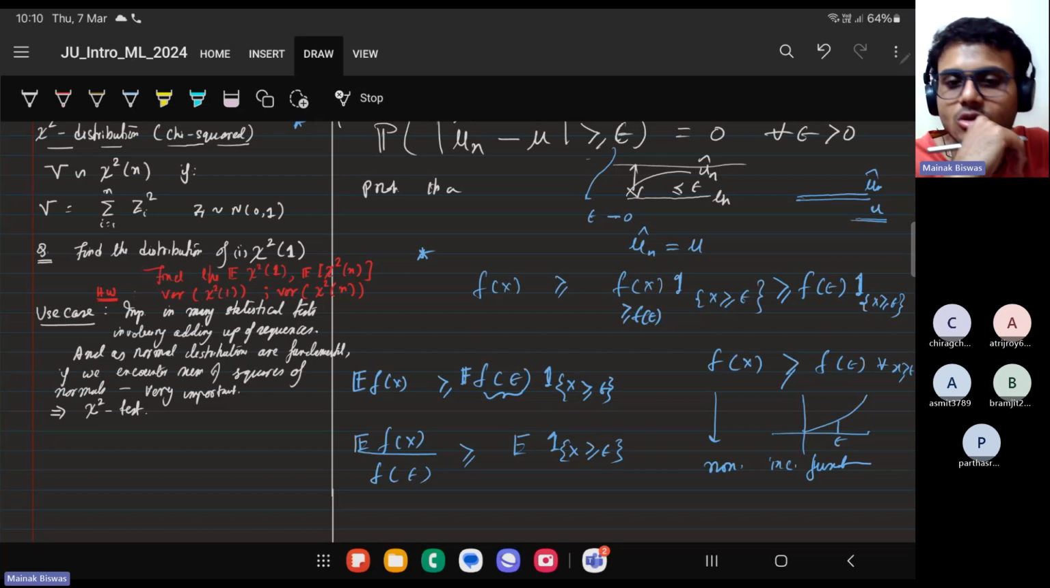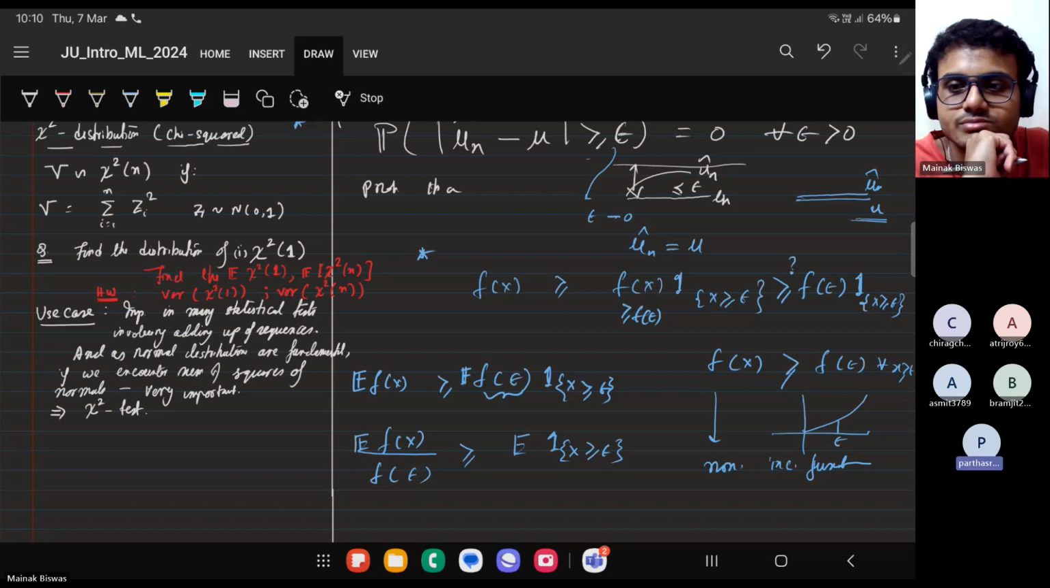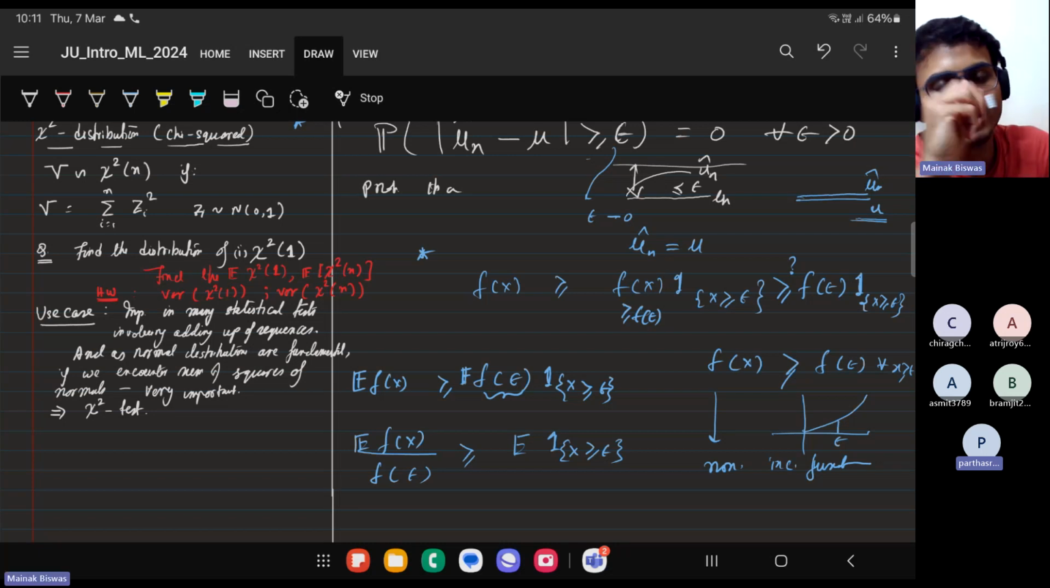Okay, if it is clear, Partho, tell me why did I write this inequality? Because f of x is greater than or equal to f of epsilon times the indicator random variable. The first one is clear, I know. The second inequality: since f of x is a monotonic increasing function and x is greater than epsilon, easily I can write that.